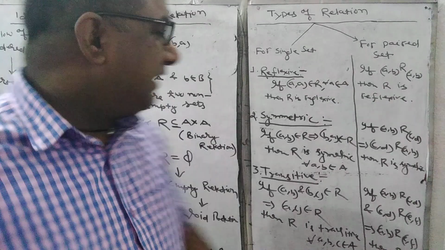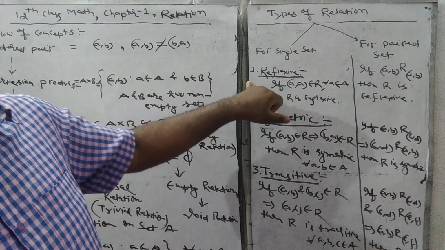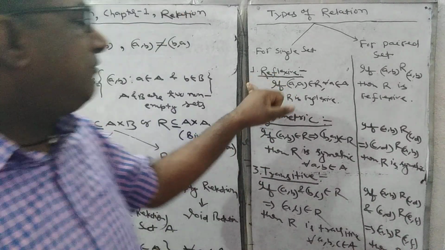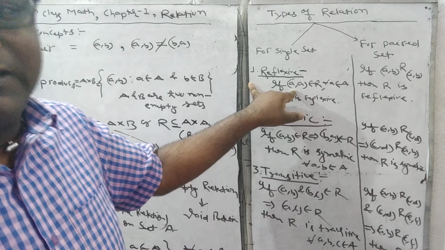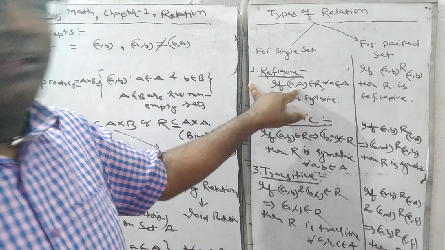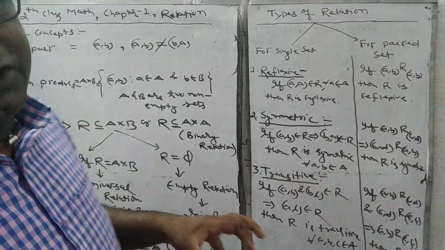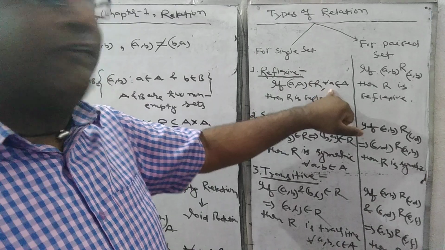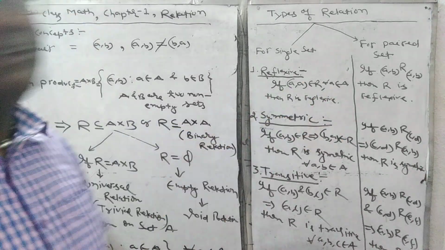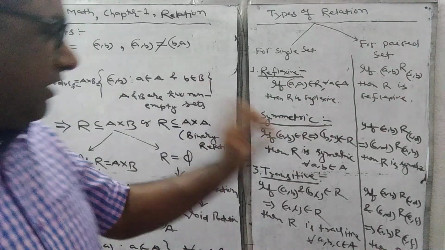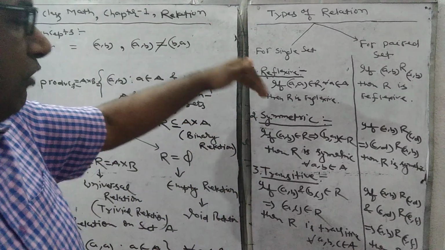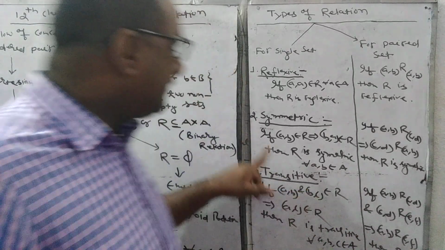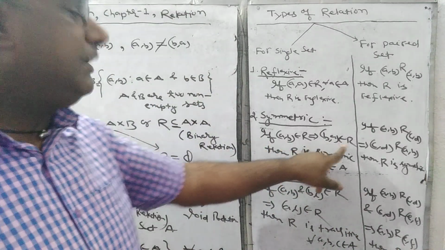For that type of set, what is the definition of reflexive relation? It is also called itself relation. Itself relation means an element relates itself, like (a, a). What is the signature step of the definition of reflexive? If (a, a) belongs to R for every a belongs to A, then R is reflexive. This is for the single set. What about symmetric? The signature step for the symmetric relation is: if (a, b) belongs to R, then (b, a) belongs to R.